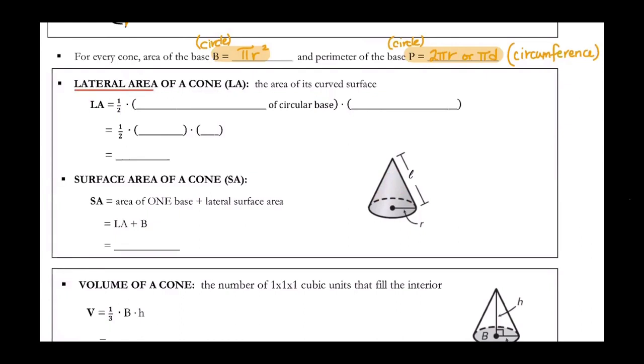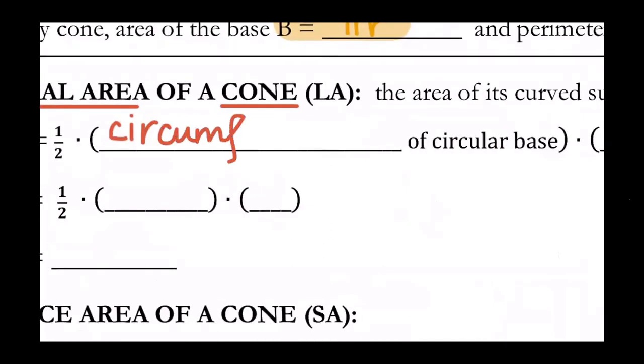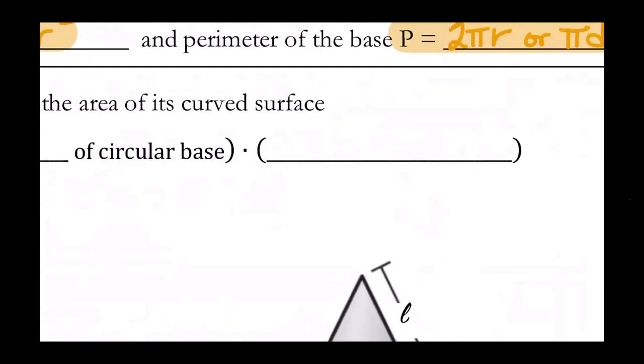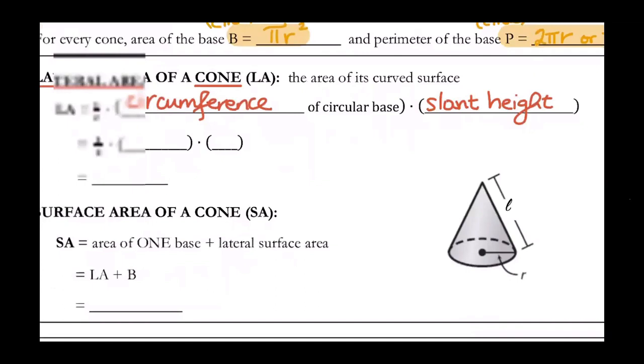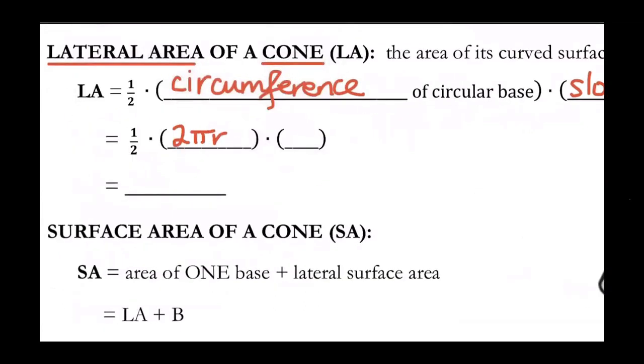The lateral area of a cone is the area of the curved surface. So it's the area of the cone that's not the base. It's all of this area around the sides. Just like with a pyramid, the lateral area was 1/2 perimeter times slant height. But with a circle, the perimeter is circumference. So 1/2 circumference times slant height. The circumference is 2 pi r, the slant height is L. That 1/2 and that 2 cancel each other, so it becomes just pi r L. Lateral area for a cone is pi r L.